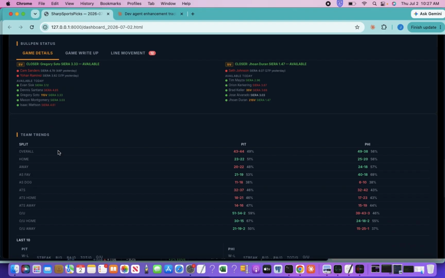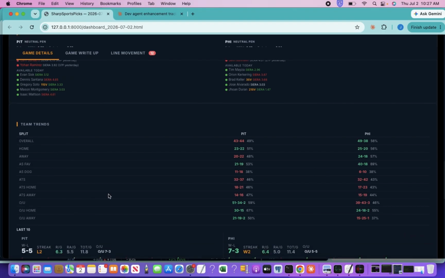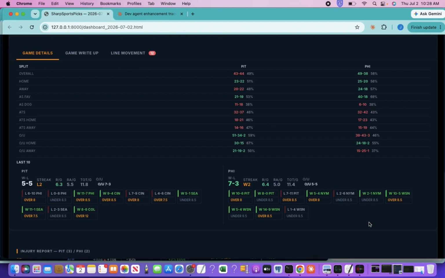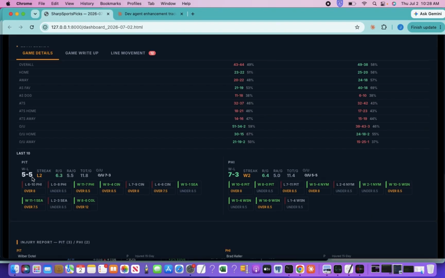Shows the bullpen status, who's available, and then if you're more on the trend side, so Pittsburgh at home, that's actually kind of crazy. 30-15 on the over/under. It is in Philly. It looks like the over only hits in 37% of Philly home games. Here it shows last 10, so this checks out based on what we were showing with the last 10 for Pittsburgh, but it looks like their pitching's been bad too, so they're only 5-5.